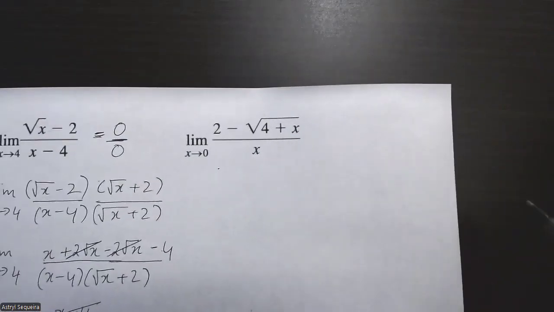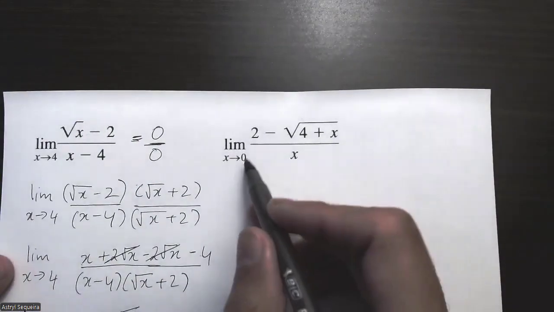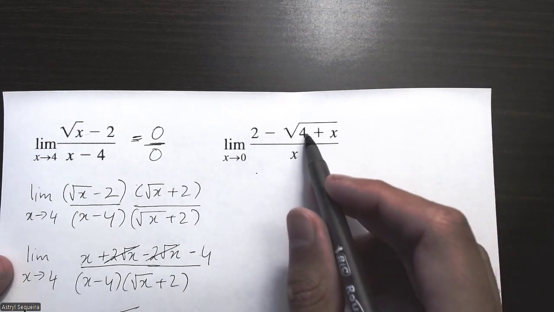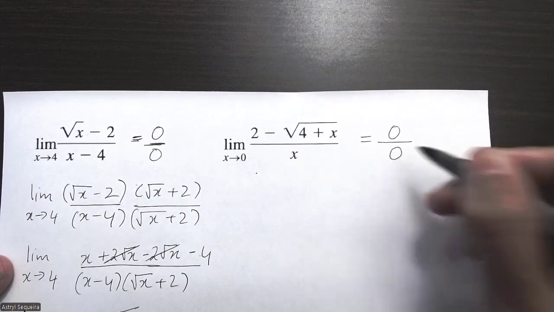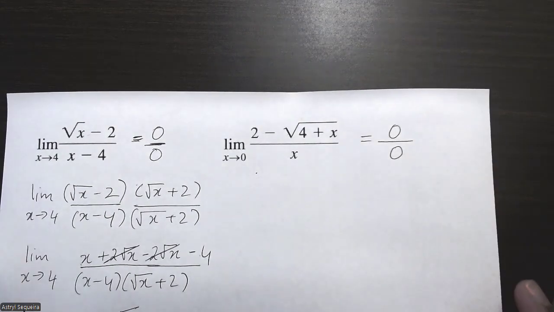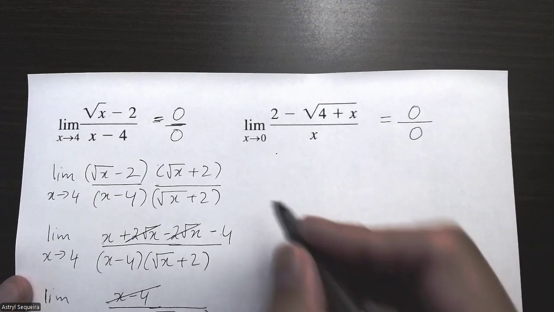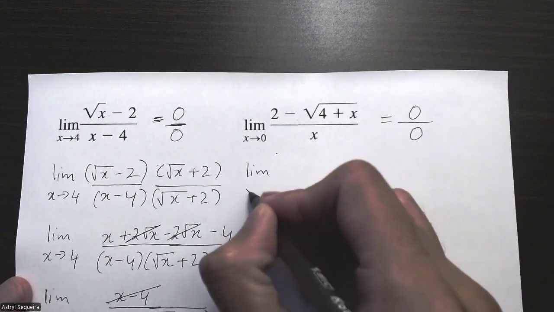Let's go to this second question over here. Again, if I sub in 0, I'll get 2 minus square root of 4, which is 2 minus 2, which is 0. And then the bottom is also 0. So again, it's indeterminate, which means I have to rationalize. I'm going to rewrite the question again.